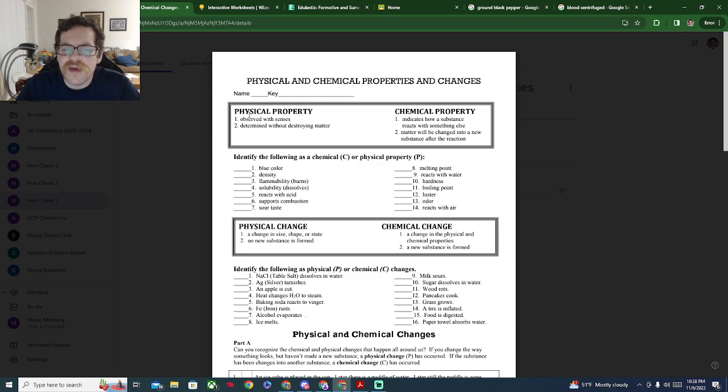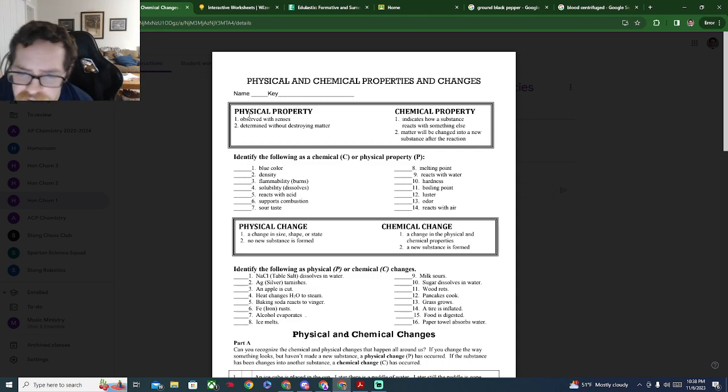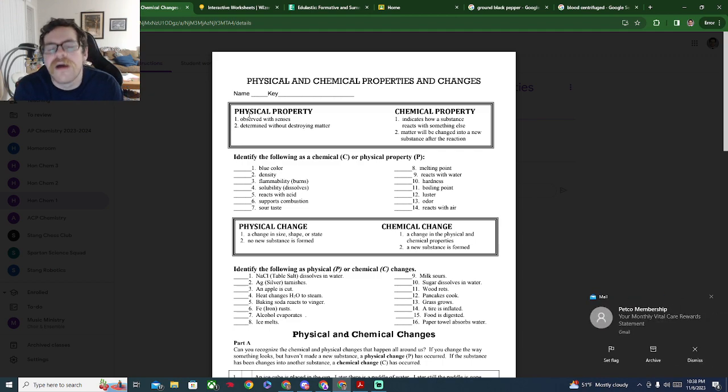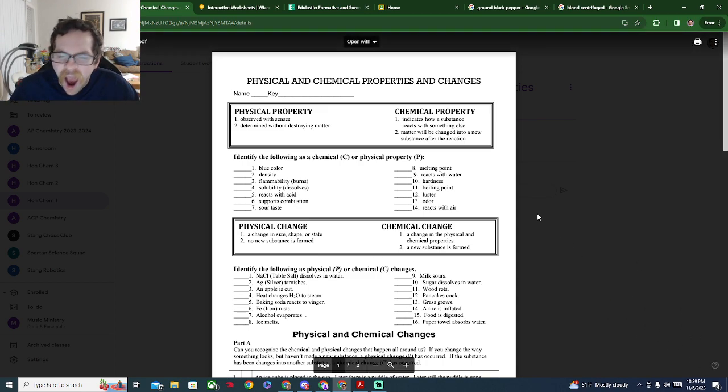Right? Some of these properties, in chemistry, we generally will refer to as intrinsic properties. Intrinsic properties are properties that are always true for a certain chemical. For example, blue color. Copper sulfate is a blue chemical and will always be blue. Density is intrinsic, as we covered in our density lab. Every instance of a chemical has the same density.